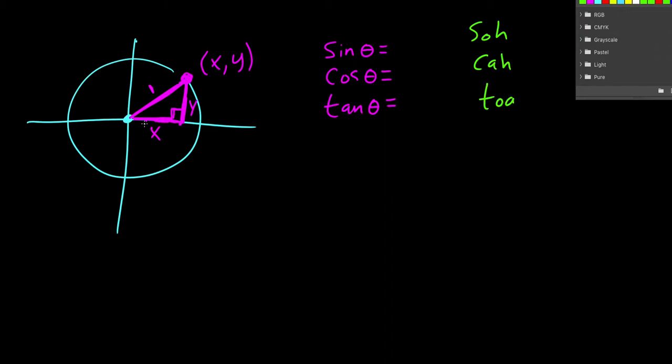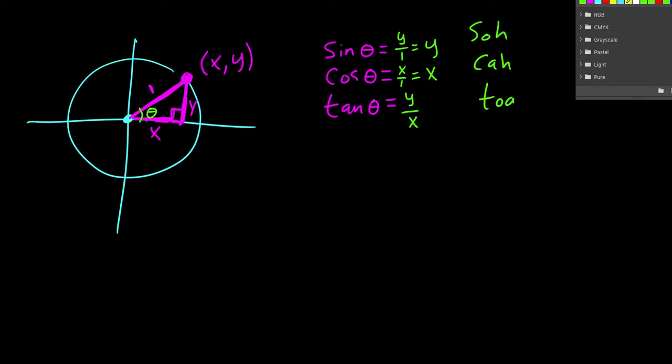Okay, now if you remember SOHCAHTOA, if we do sine, and we're calling this angle theta, sine is opposite over hypotenuse, so that's y over 1, which is just y. Cosine is adjacent over hypotenuse, so it's x over 1, or just x. And then tangent is opposite over adjacent, and so that's y over x.